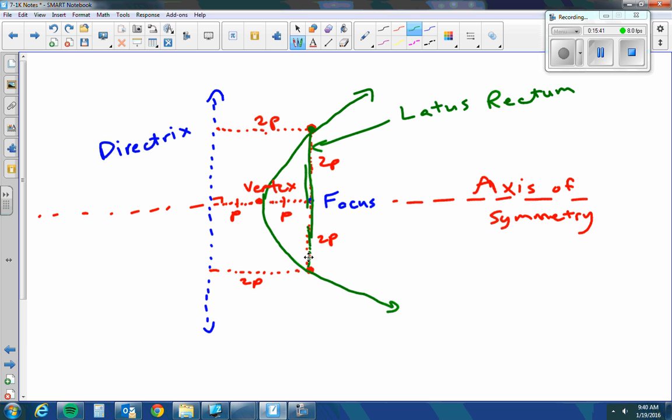Hence the name. How long is it? 4p. And write that down. Remind yourself when you need to know that. But also, when I say the latus rectum, I don't mean just halfway across, but all the way across from this point on the parabola to the other point on the parabola. Okay?